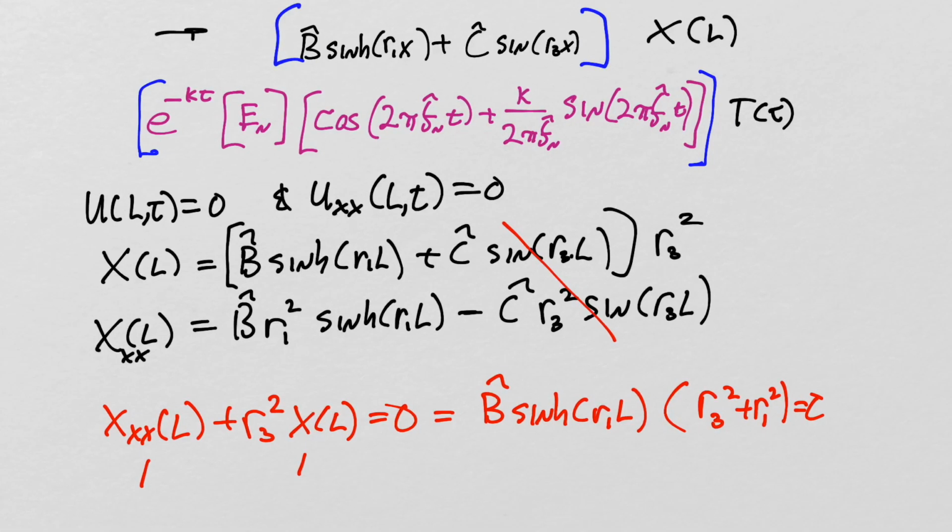Okay, so the only way that can be 0 is, well, let's see if I remember this right, the hyperbolic sine is 0 only when the argument is 0. R1 is not 0 and L is not 0, so this is not 0. These two are summed together, that's definitely not 0, so B has to be 0, which means the hyperbolic sine is out of our expression, right? It says B hat equals 0.